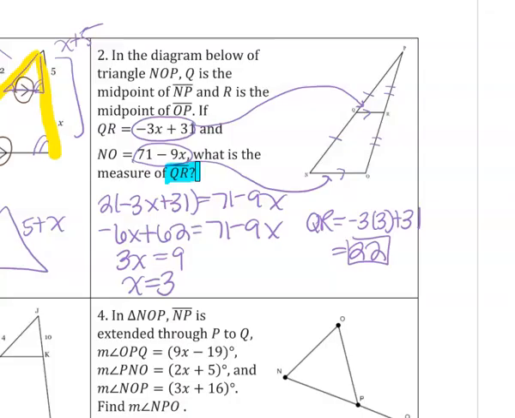Now here's a fun little follow-up. What if then I asked you real quick what NO is? Well, if we know because of our previous work that this is 22, then this would have to be 44 because it's double the midsegment. So just a nice little follow-up there. All right, moving on to question 3.